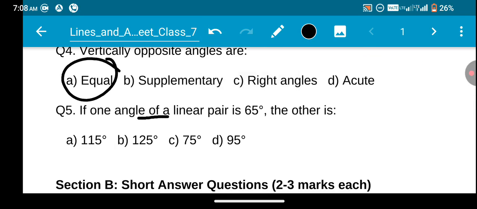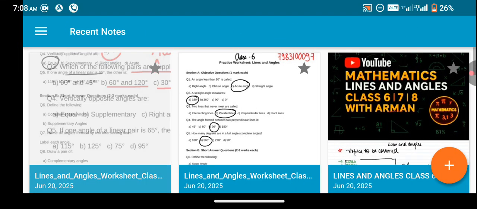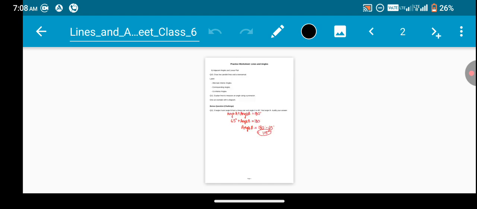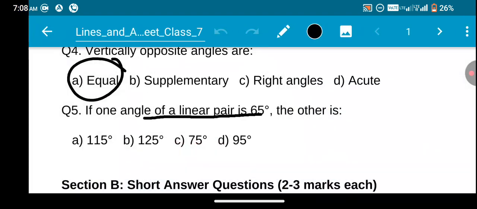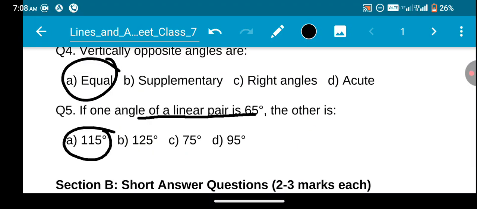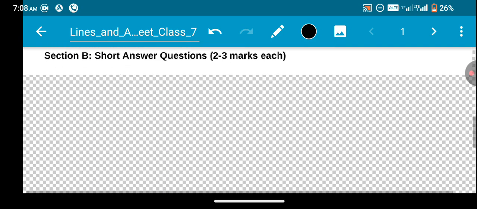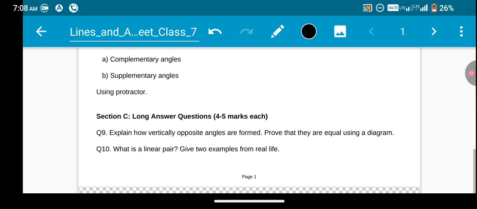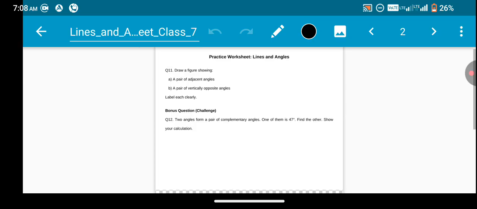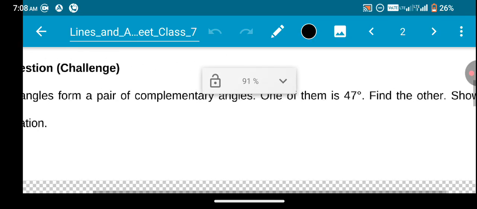If one angle of a linear pair is 65 degrees, the other is, here we have solved this in the class 6 challenge. 180 minus 65 will be equal to 115 degrees. Okay, define the following. Complementary angle, I have told you. What is a linear pair, I have told you.